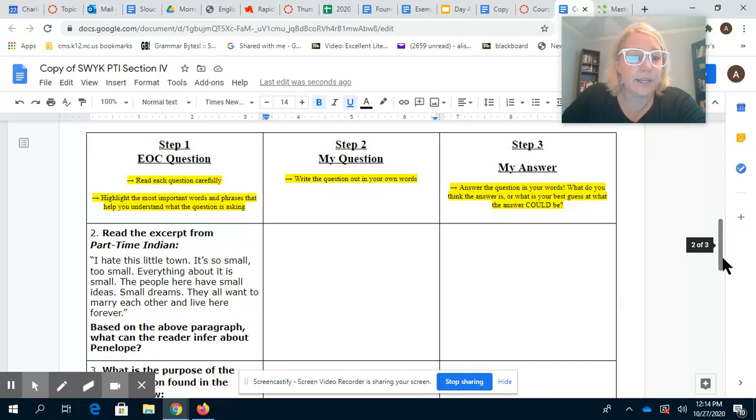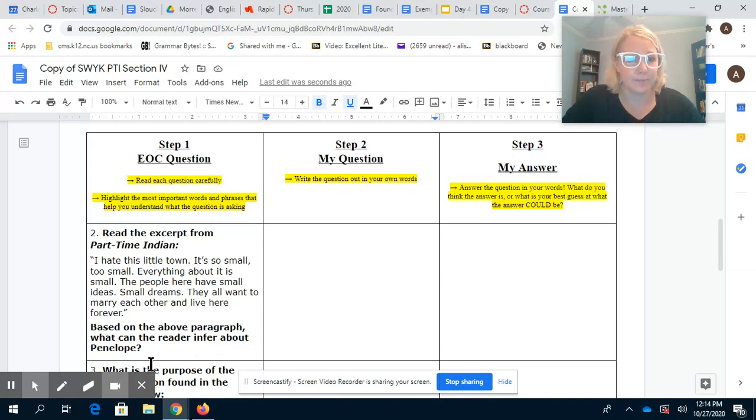This one's a little bit longer. Number 2 says, read the excerpt. Okay. And the quote says, I hate this little town. It's so small, too small. Everything about it is small. The people here have small ideas, small dreams. They all want to marry each other and live here forever. All right, we know that's. So based on the above paragraph, what can the reader infer about Penelope?